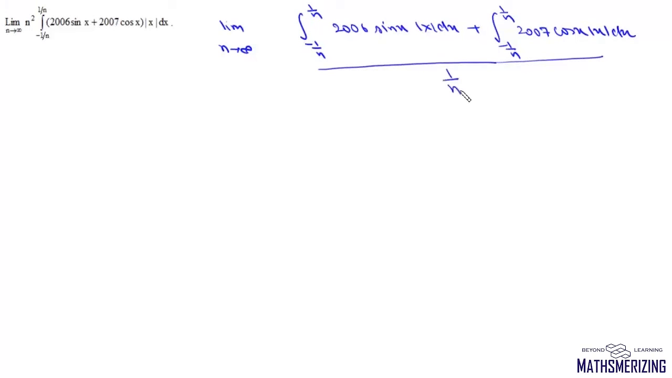1 upon n square. Now this first function is an odd function, and if the limit is from minus a to plus a, then the value of this integral will be 0, and this second function will be an even function.